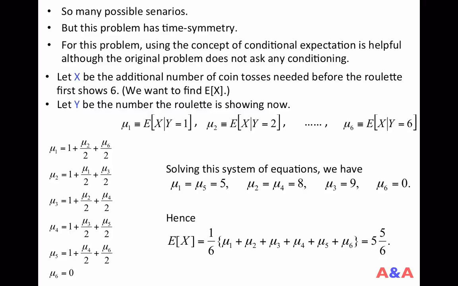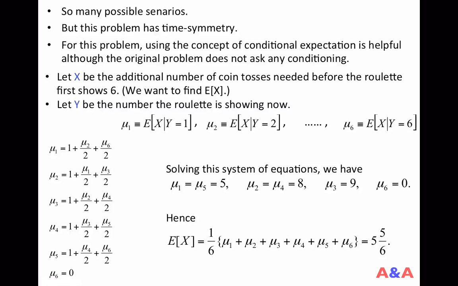Once we define these mu's in this way, these 6 mu's must satisfy the following system of equations. For example, mu1 must equal 1 plus mu2 over 2 plus mu6 over 2. Mu2 must equal 1 plus mu1 over 2 plus mu3 over 2, and etc. Why?